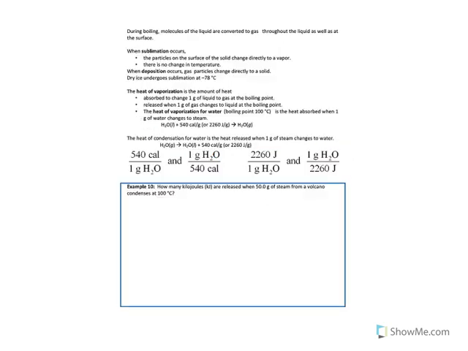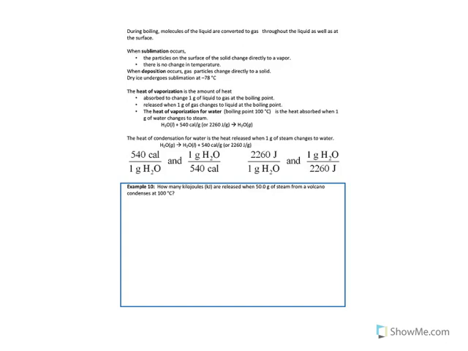Okay. When sublimation occurs, the particles on the surface of a solid change directly to a vapor. So this is from a solid to a gas directly. There is no change in temperature when this happens. When deposition occurs, gas particles go the opposite direction. They change directly to a solid, not through the intermediate liquid. Dry ice does this at negative 78 degrees Celsius.